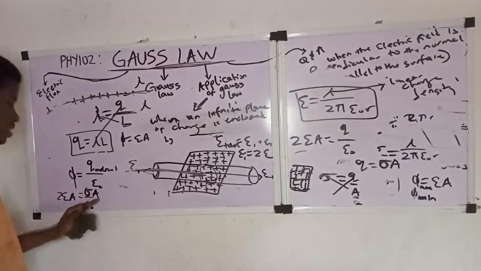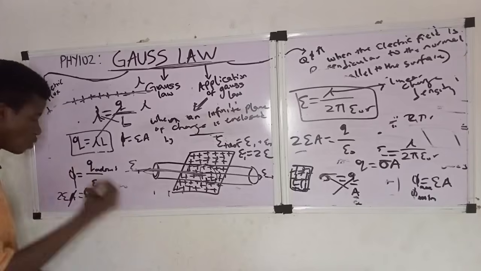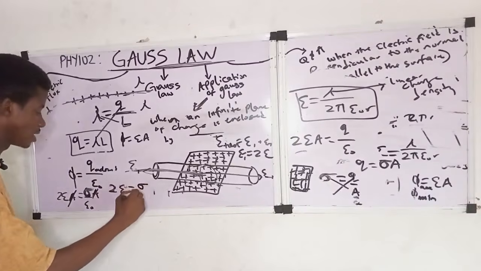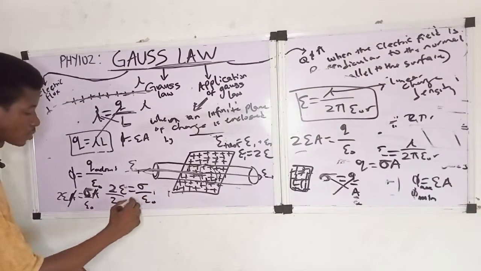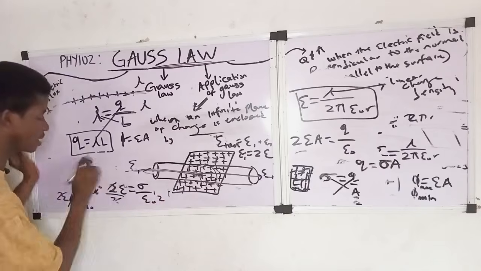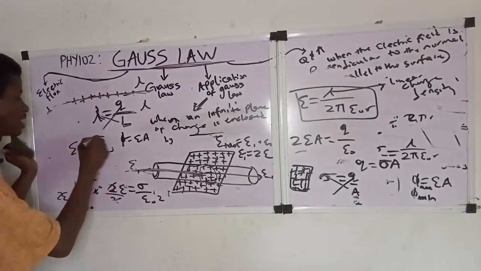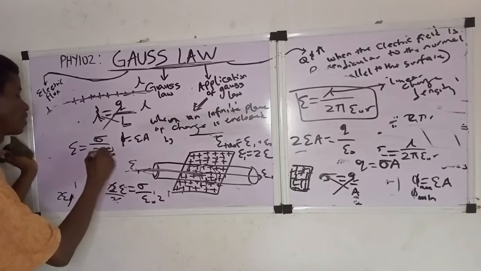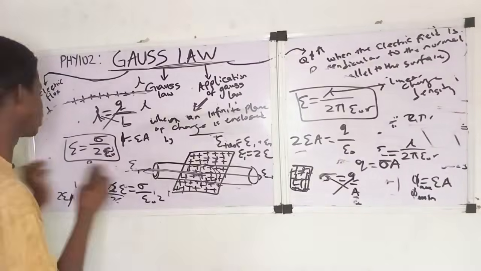This A will cancel this A, and we are left with 2E equals surface charge density over epsilon naught. We divide both sides by 2. Therefore, the electric field will be equal to surface charge density over 2 times the permittivity of free space. So this is the third formula.